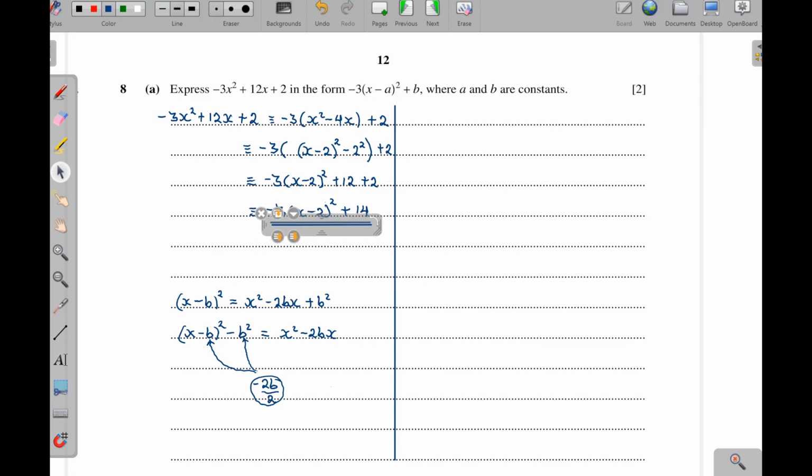Then alternatively, you can do the expansion and then equate coefficients. So we have this one here.